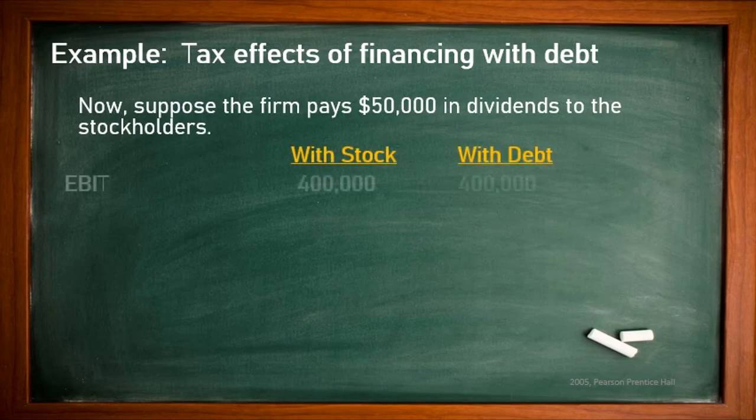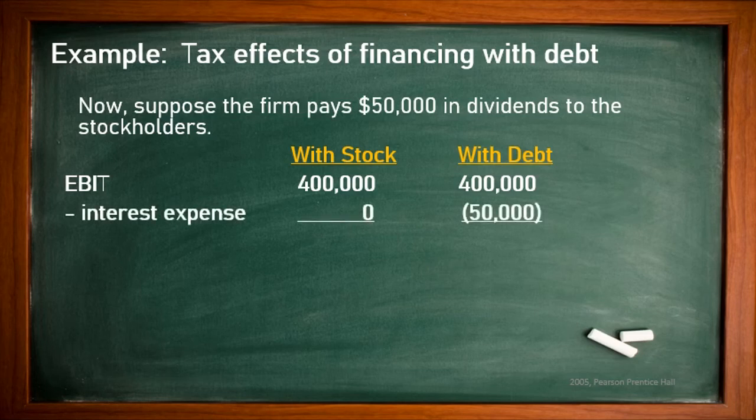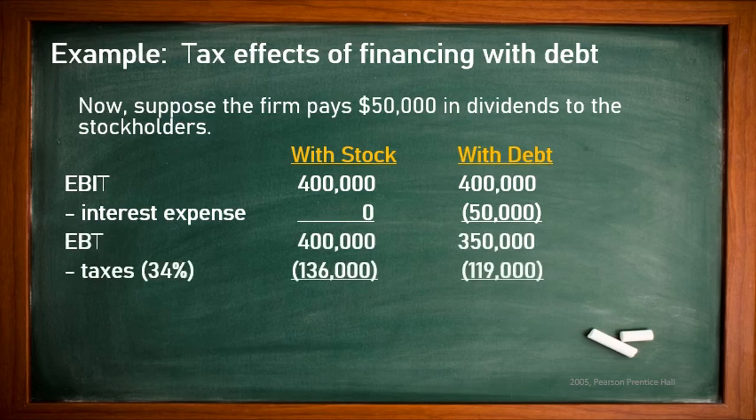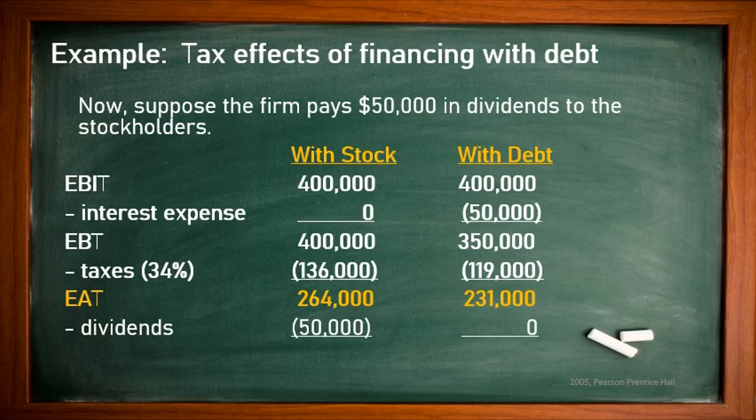Let's examine the same situation again. The company has EBIT of 400,000, and interest expenses only for the debt, 50,000, giving 350,000. The tax we already calculated, 136,000 and 119,000, in the previous slide, and earnings after tax is 264,000 with stock and 231,000 with debt. But now we are going to pay dividends, and dividends are paid against stock, not against debt. So we will pay 50,000 to the stockholders.